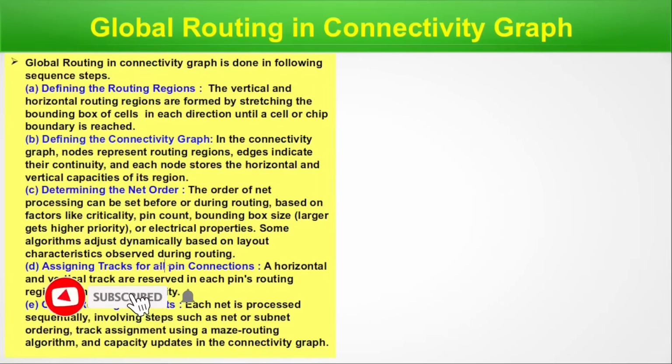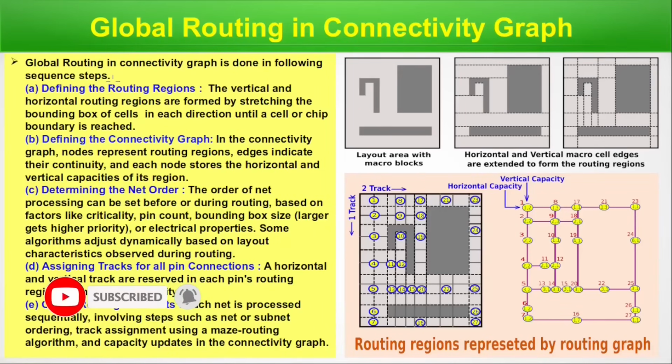Global routing in a connectivity graph. Global routing using a connectivity graph is done by following different steps like defining the routing region, defining the connectivity graph, determining the net order, assigning tracks for all pin connections, and global routing of all nets. So these are the steps. The vertical and horizontal routing regions are formed by stretching the bounding box of all cells in each direction until a cell or chip boundary is reached.